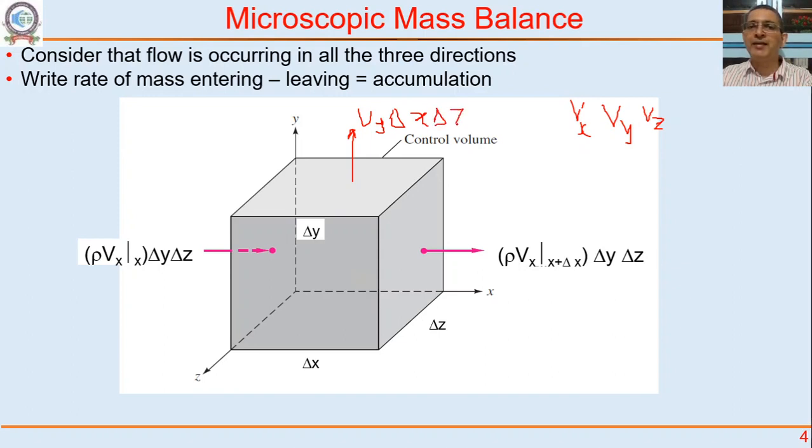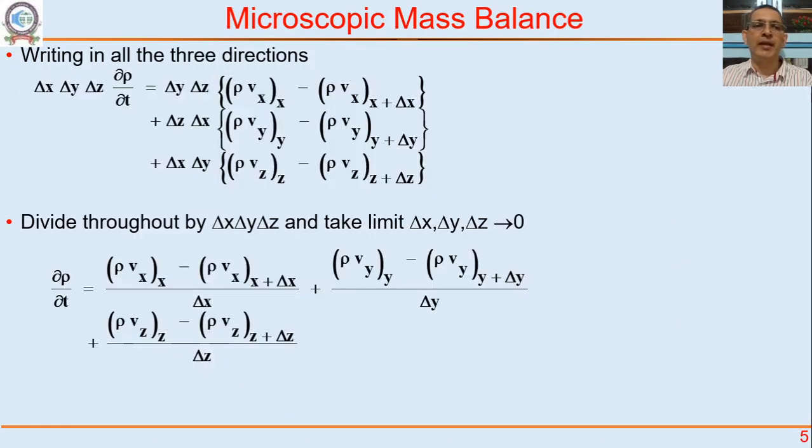So Vy delta x delta z is the volumetric flow rate, multiplied by rho, that will give you the mass flow rate. Similarly, in the z direction, the front face and the back face, liquid can enter or leave because of Vz, through an area perpendicular to the z axis, which is delta x delta y, which is nothing but the front face and the back face. Now let's write all these balances.